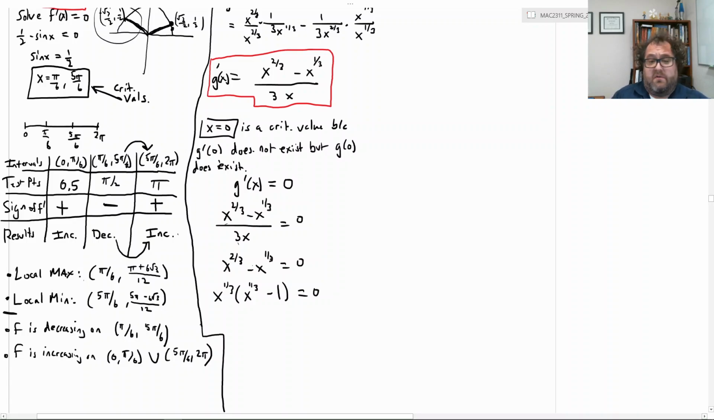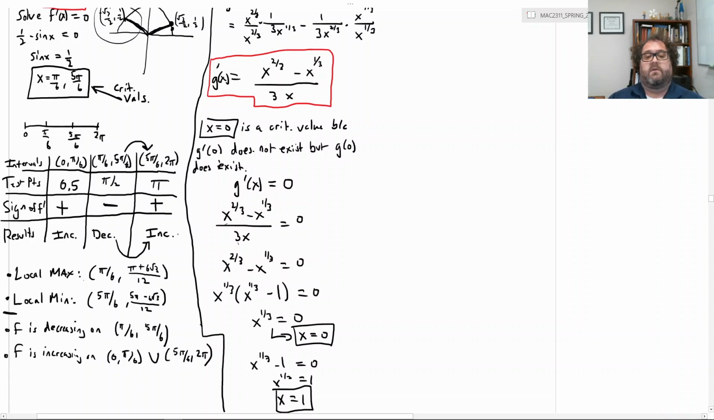And now we can use the zero factor theorem. To set each factor individually equal to 0, we could say either x to the 1/3 equals 0, which implies that x equals 0. Or we could say x to the 1/3 minus 1 equals 0, which implies that x to the 1/3 equals 1. And if you cube both sides, you get x equals 1. Okay, now notice we already had 0 as a critical value, so that's just extra information now. Who cares? We already had it. But there's a new critical value.